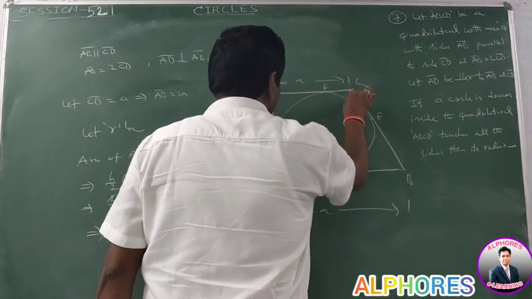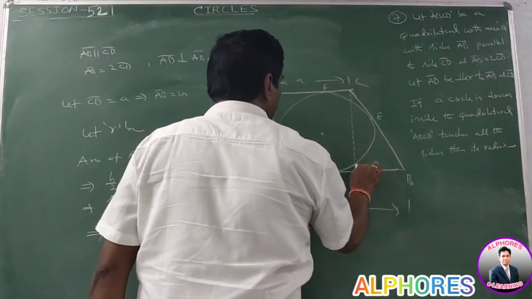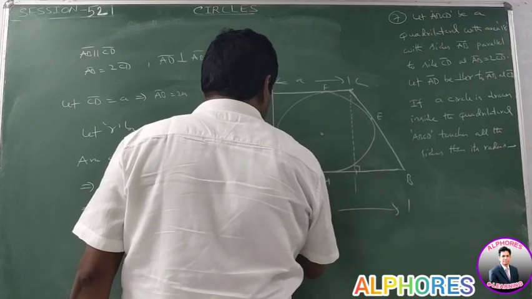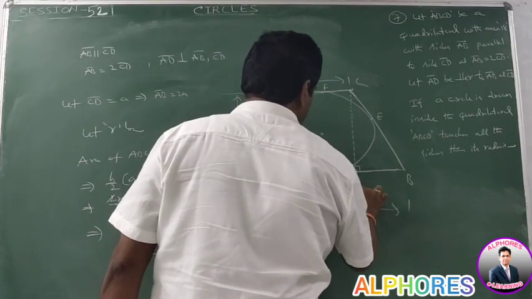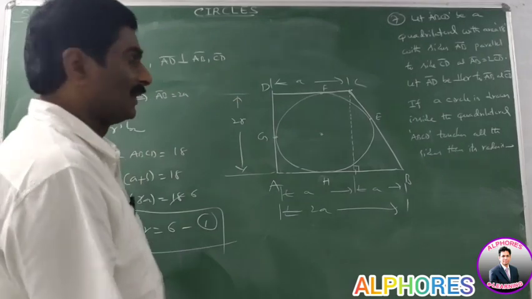Next, draw a projection of C on AB. This is A units. Automatically, this value is equal to A units, and this is A. This is H.